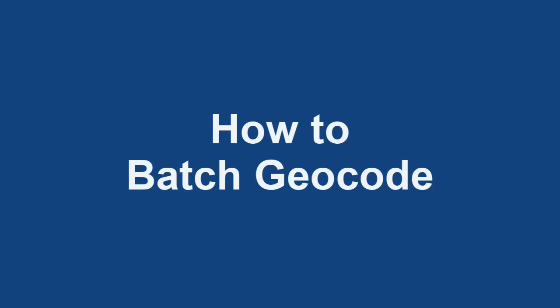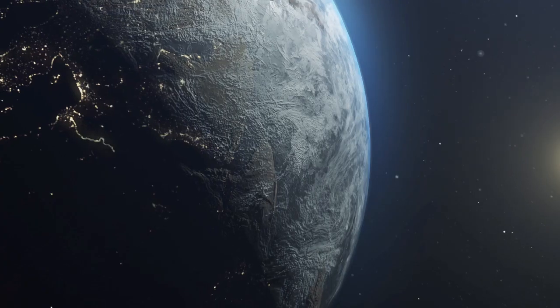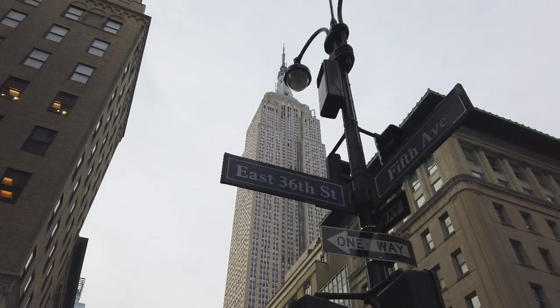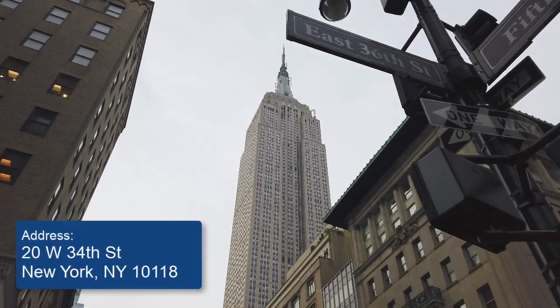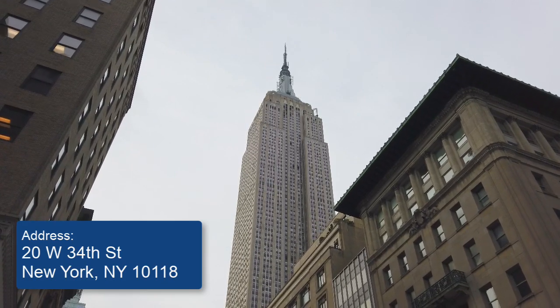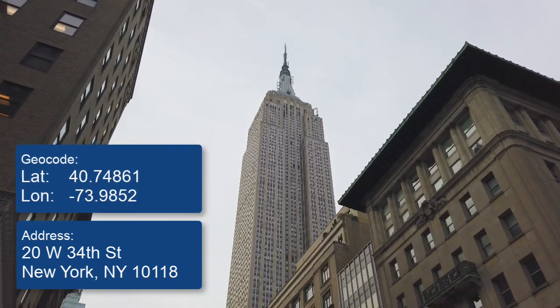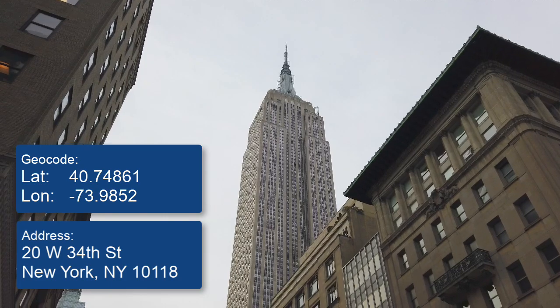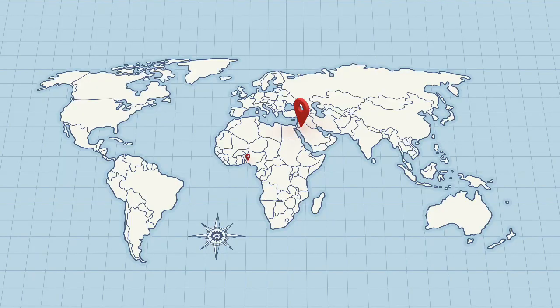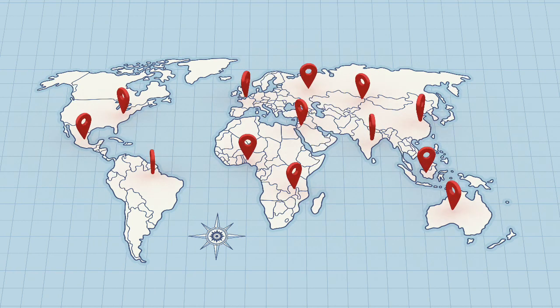A geocode, or geocode address, is the latitude and longitude coordinates of a specified location on the planet Earth. Let's take the Empire State Building. The address is 20 West 34th Street, New York, New York, 10118, and latitude 40.74861 and longitude -73.9852 is the geocode. There are lots of uses for a geocode, and getting a geocode for a list of addresses is super simple.